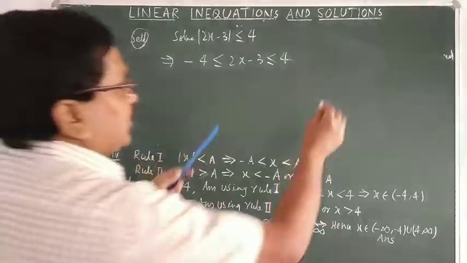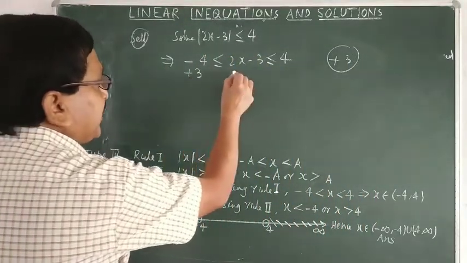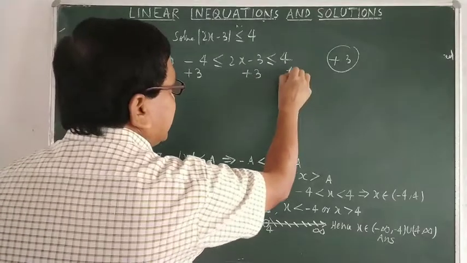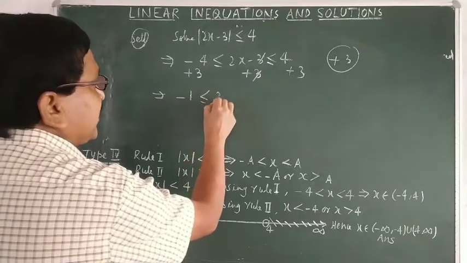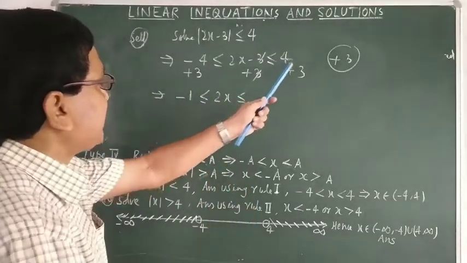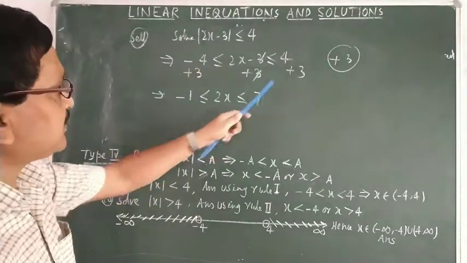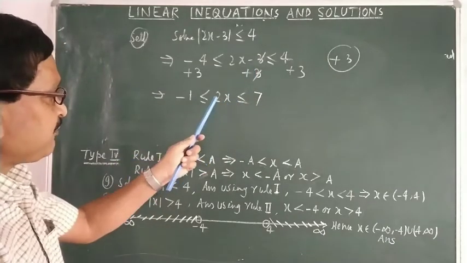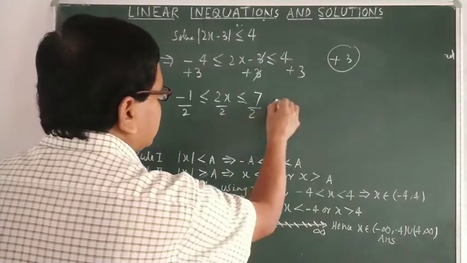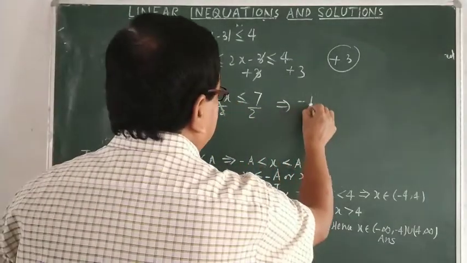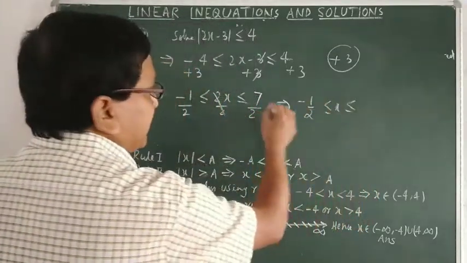So to remove this −3, add 3 to everything: here add 3, here add 3, here add 3. This 3 cancels. After that we get −1 ≤ 2x ≤ 7. That is −4 + 3 = −1, and 4 + 3 = 7. You have to remove the 2 to find x, so divide by 2 on all sides. The 2 cancels. So −1/2 ≤ x ≤ 7/2.